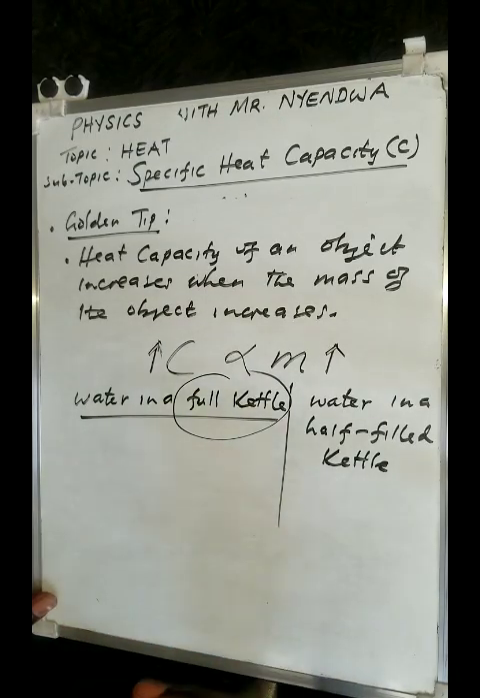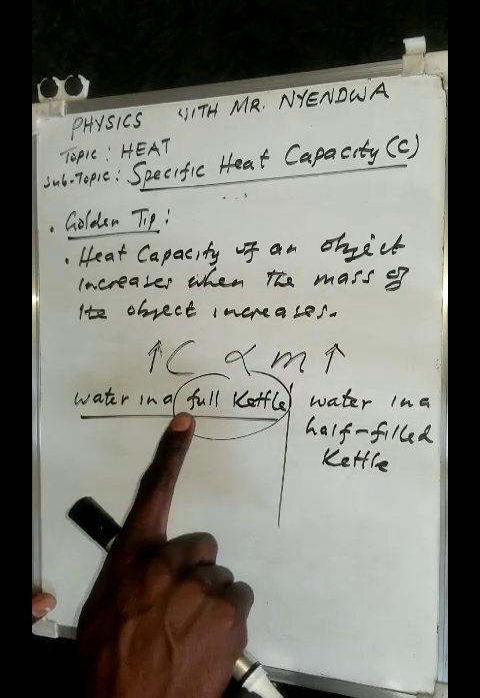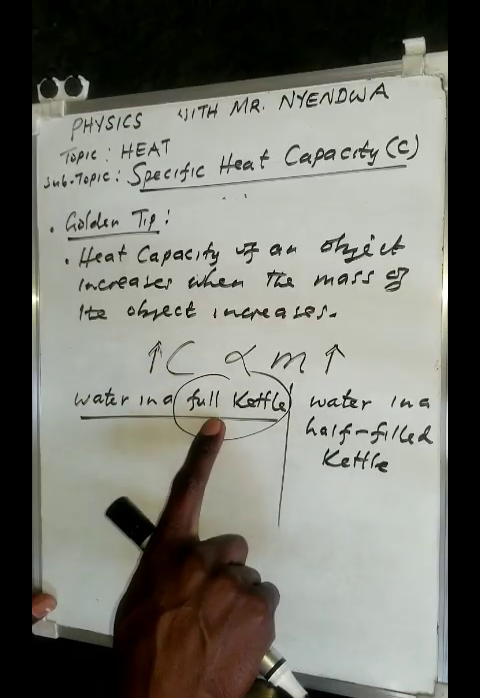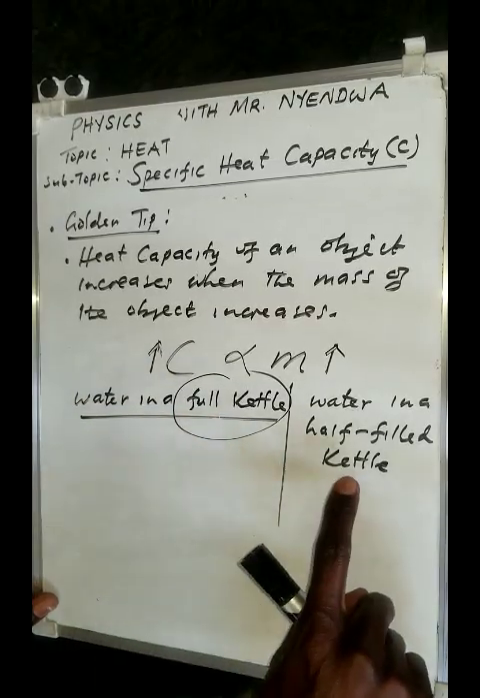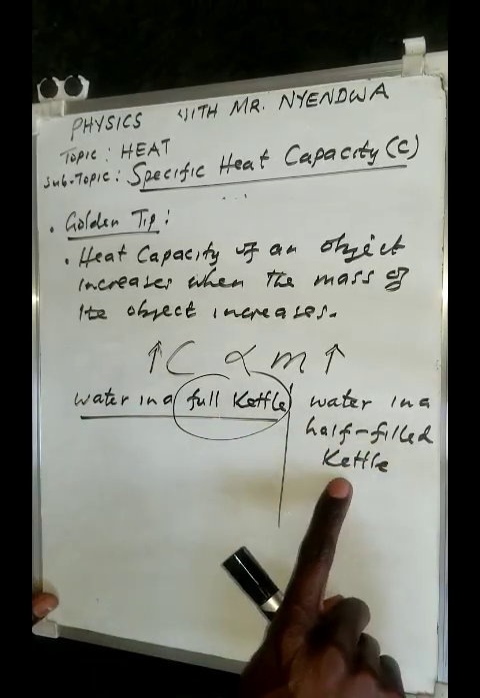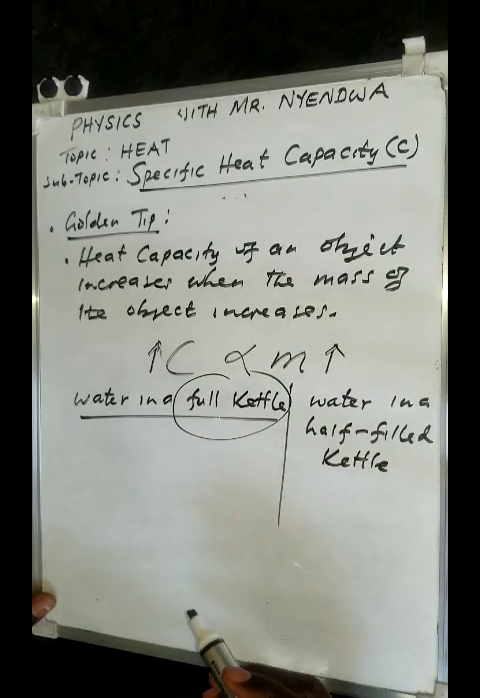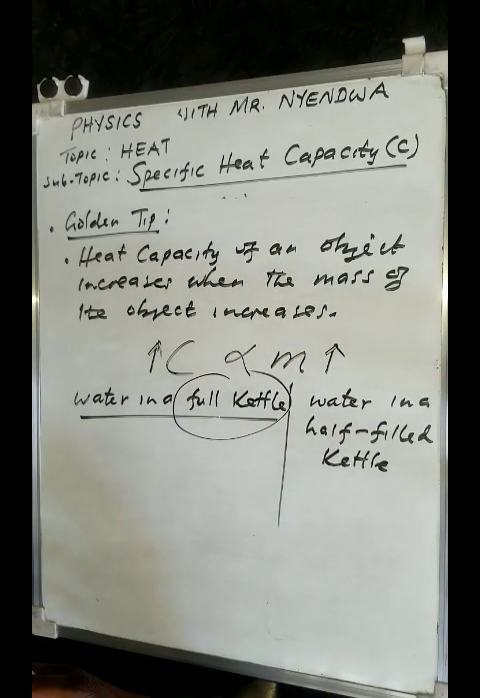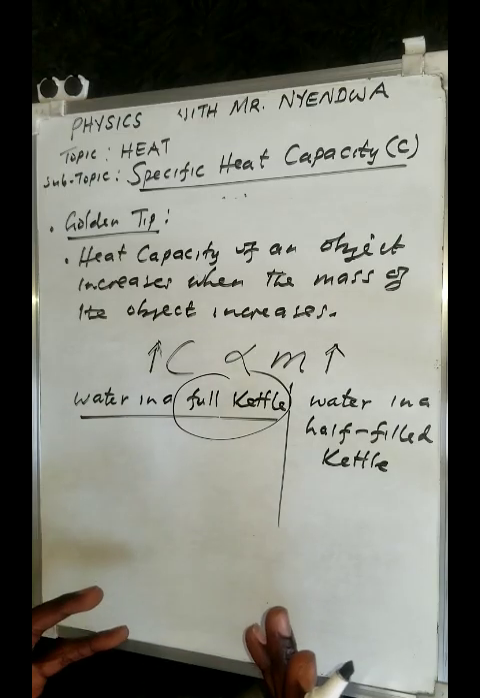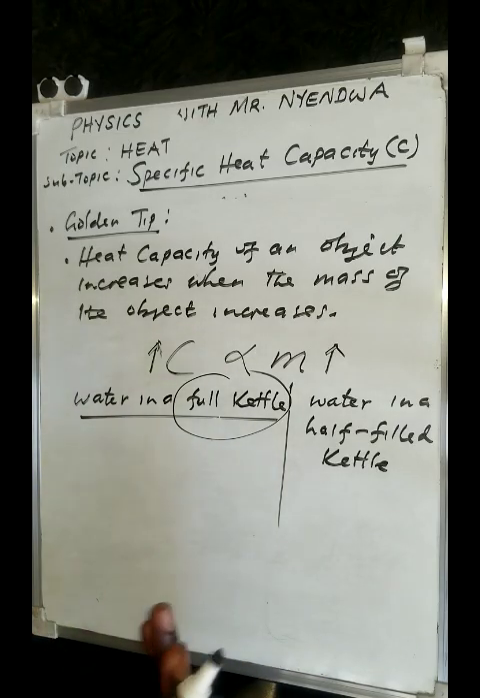Obviously, you know the answer. The water that you have filled up in the kettle is actually going to take longer as compared to the half-filled kettle. This one will actually boil much faster. So that is why we are simply saying that water of big mass has a high heat capacity compared to water of smaller mass. So that is what you need to remember.